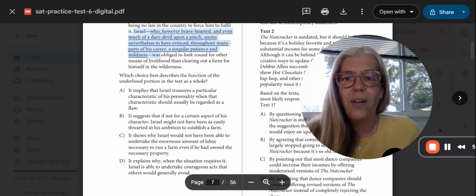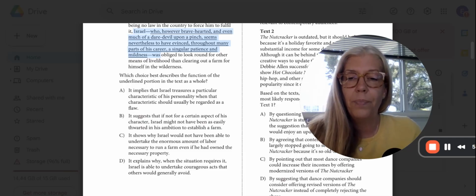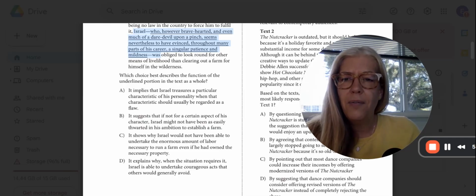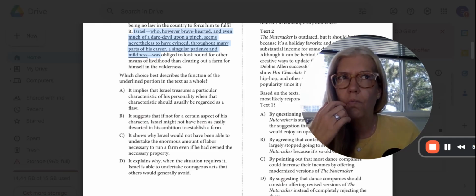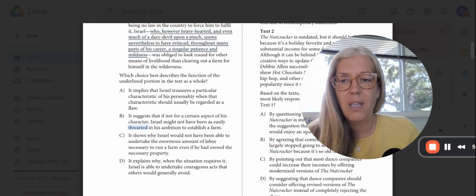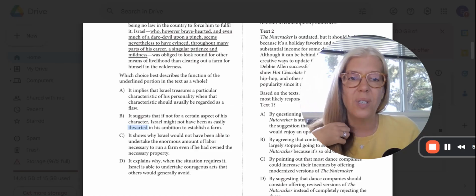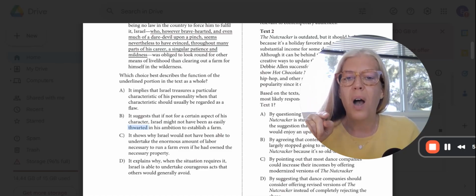B. It suggests that if not for a certain aspect of his character, Israel might not have been as easily thwarted in his ambition to establish a farm. All right, let me see. It suggests if not for a certain aspect of his character. Let me think about that, because I do remember it was all about his character. Israel might not have been as easily thwarted in his ambition to establish a farm. That's true. A lot of kids will not like this one because they don't like the word thwarted, but that means something came in the way and got him off track. So he was thwarted in his ambition to establish a farm. That's true. So I'm going to keep B.